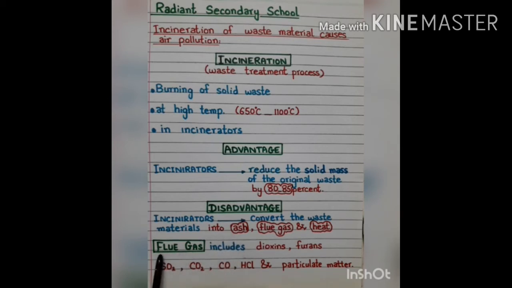Flue gas is called flue because it goes out to the atmosphere by a pipe from furnace or incinerators, and that pipe is called a flue. Flue gas includes dioxins, furans, sulfur dioxide, carbon dioxide, carbon monoxide, hydrochloric acid and particulate matter. Sulfur dioxide, carbon monoxide and hydrochloric acid, they all are air pollutants. Now let's see what are dioxins, furans and particulate matter.